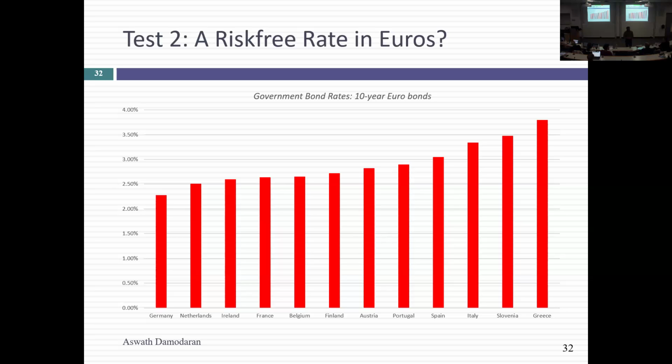You want a euro risk-free rate. So what did I do? I did what I was trained to do. Go look up government bond rates in euros. And I found a dozen European governments with 10-year bonds all denominated in euros. The entire EU zone, right? There's Italy. Should I use the Italian euro bond rate as my risk-free rate in euros in valuing Ferrari?